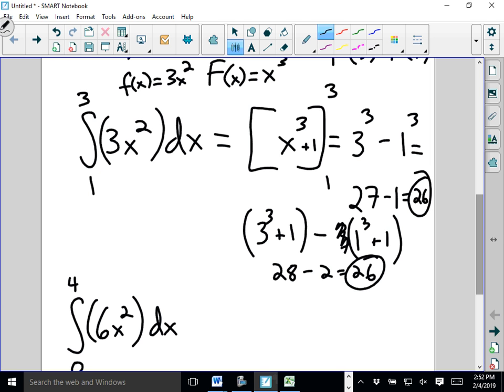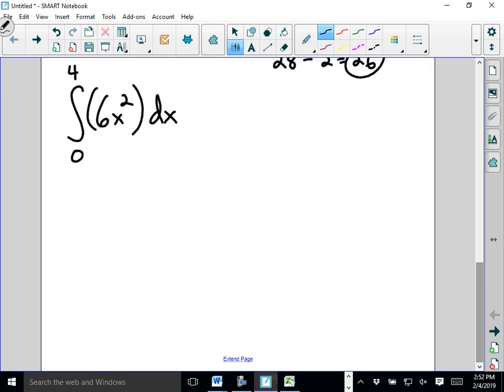Okay, let's try this one. In fact, why don't you pause the video right here and solve this definite integral and see if you can get the right answer. So go ahead and pause the video quick. Try this one on your own. Okay, we're back. Here's what this should look like.